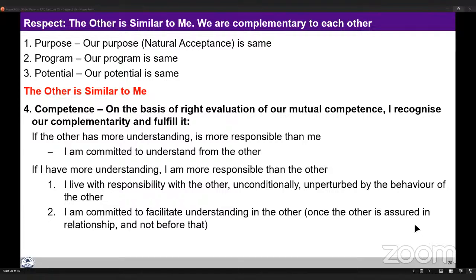This is what keeps happening so many times in our homes also. At that point in time, I want to facilitate understanding in the other person, and it doesn't work like that. The other person is not ready to listen. Once a person is assured in the relationship, only then is the other person ready to even listen to us. Only then can we help the other person. So the person should be assured by our behavior, isn't it?